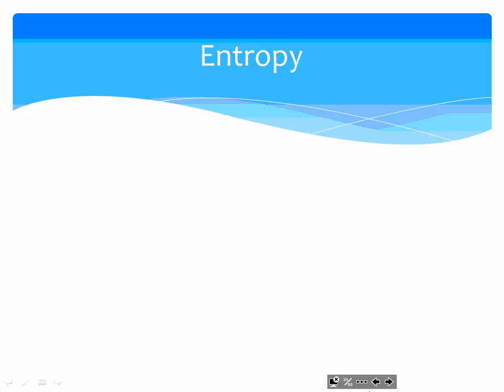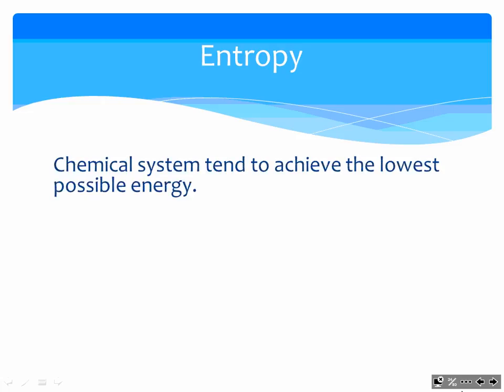Let's start talking about entropy. A chemical system will tend to achieve the lowest possible energy.